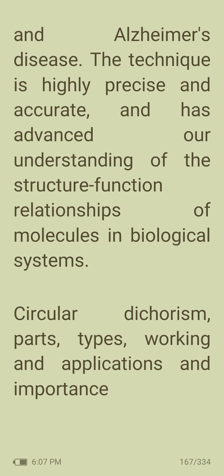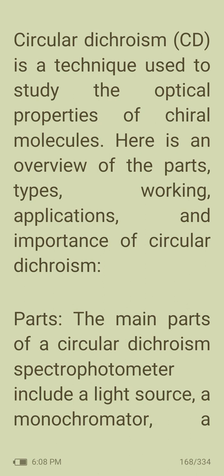Next, we are going to learn about a major topic: circular dichroism, its parts, types, working, applications and importance. Circular dichroism is a technique used to study the optical properties of chiral molecules. Here is an overview of the parts, types, working, applications and importance of circular dichroism. What is circular dichroism used for? It is used to study the optical properties of chiral molecules.